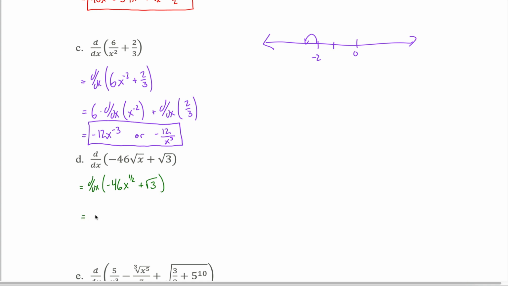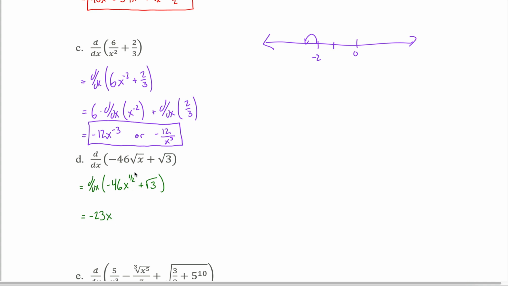So when I'm taking the derivatives, I'm going to have negative 46 times the derivative of x to the 1/2 power. You can write that in a separate step if you want, but I'm not even going to bother. I'm going to say when I move the 1/2 out in front, negative 46 times 1/2 is negative 23, because multiplying by 1/2 is the same as dividing by 2. And when you divide 46 by 2, you get negative 23. I still have the x. That's raised up to a power.